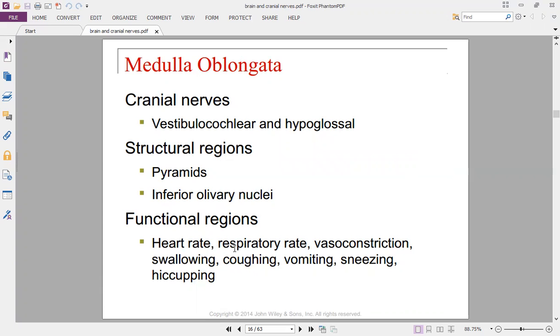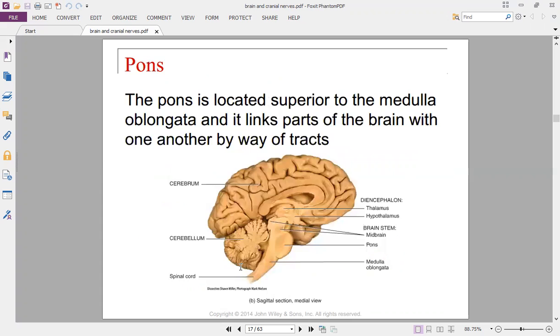Functional regions include the regions for heart rate, respiratory rate, vasoconstriction, swallowing, coughing, hiccuping, and sneezing. You can see that the functions of the medulla oblongata are all subconscious. You can't control your heart rate or respiratory rate or vasoconstriction, coughing, vomiting, etc. on your free will. So this is done by the medulla oblongata.